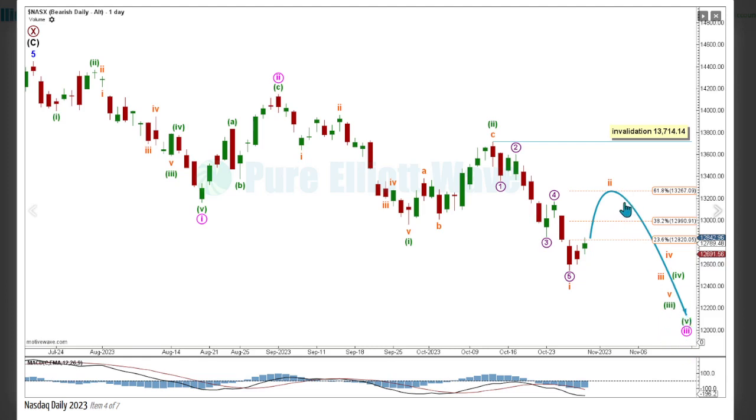Once subminuette wave 2 is labeled complete, overlapping third waves at subminuette, minuette, and minute degrees are expected to pull price lower with increasing momentum. If this target is reached and price continues to increase, then subminuette wave 2 cannot move above the start of subminuette wave 1 at 13714.14.